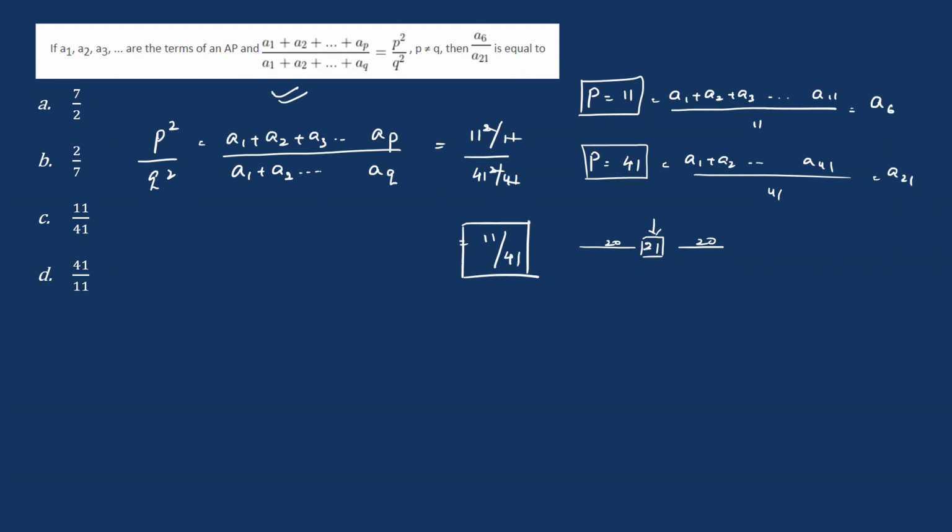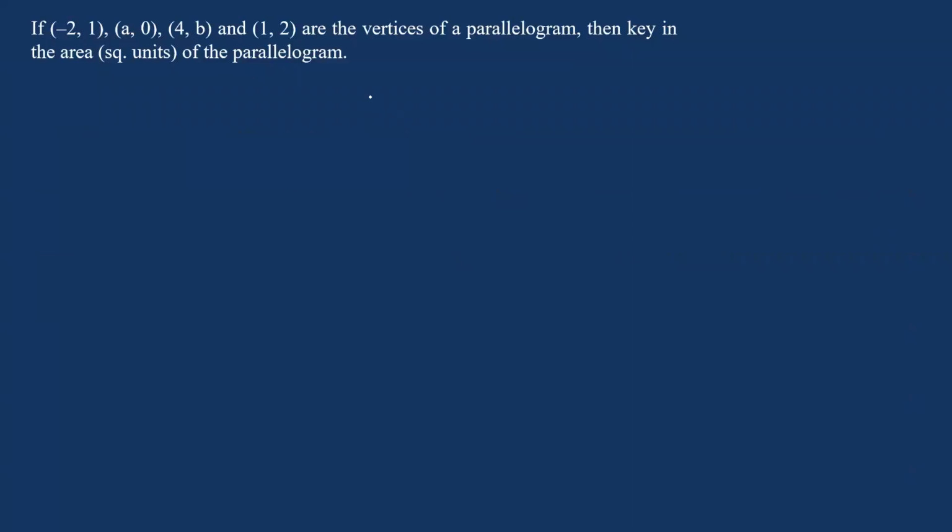Clear, guys? Let's move to the next question here, please. Now, the last question here is, if these are the vertices of a parallelogram. So this is -2, 1. Let's say this is A, 0. Let's say this is 4, B. And let's say this is 1, 2. Clear? Now, these are the 4 vertices of the parallelogram. I want the area of the parallelogram. Before area, we want the coordinates of A and B.